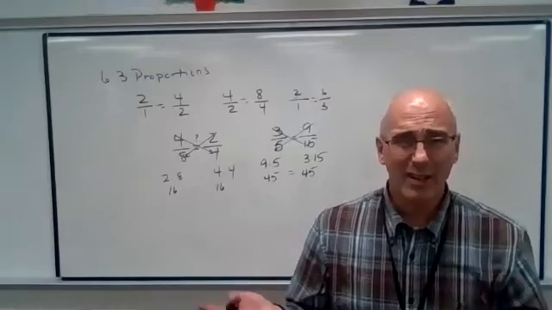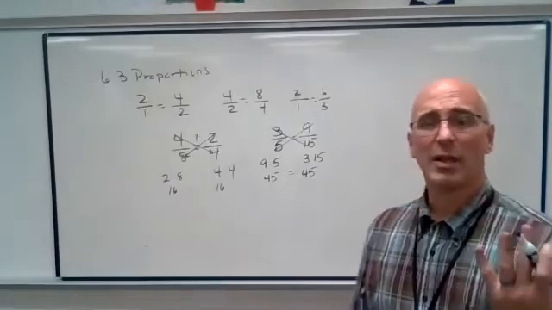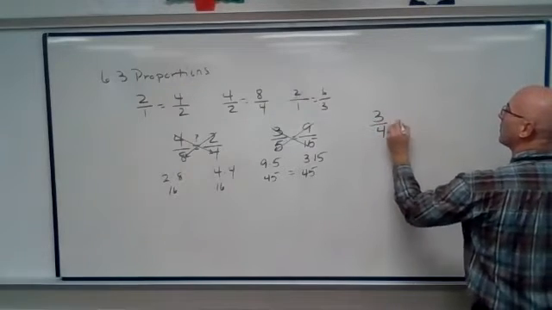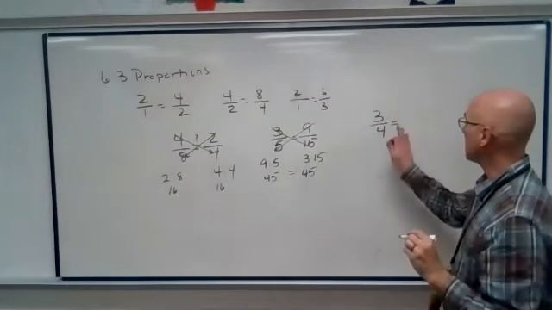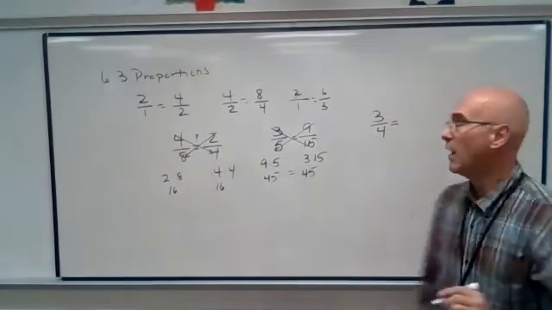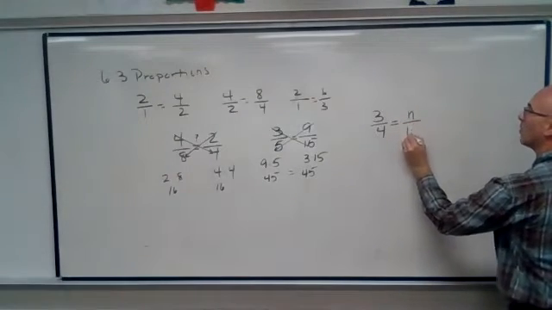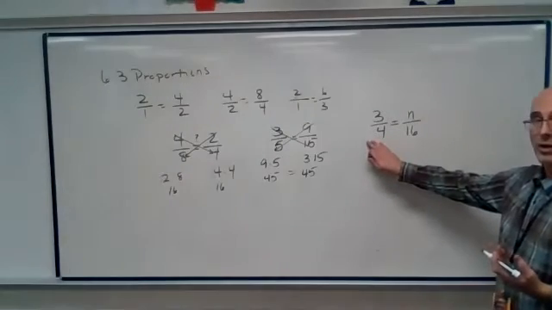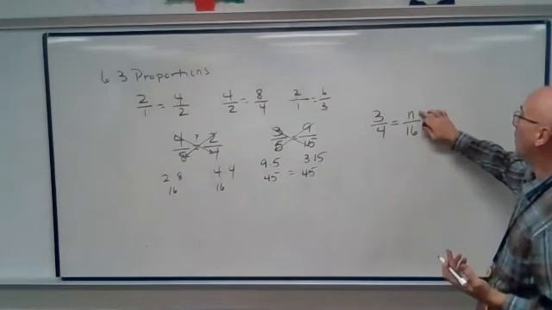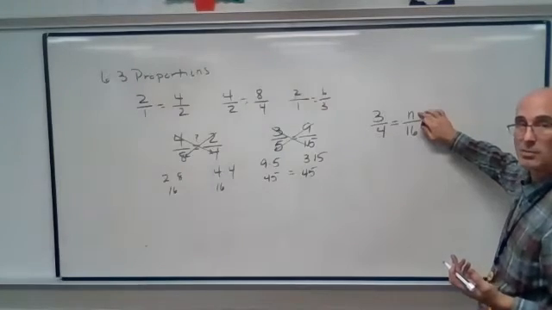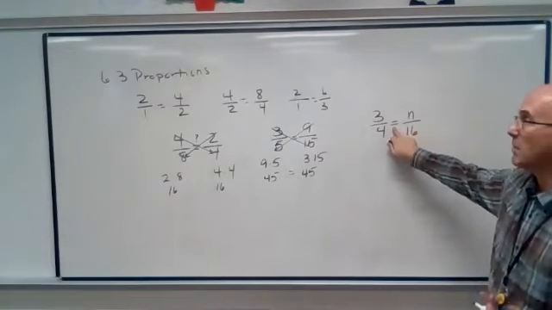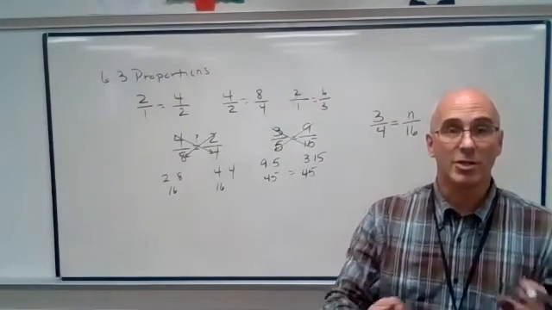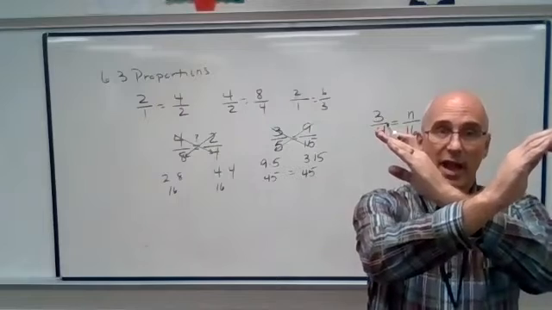Now, why do I need to know this? So I'm going to give you a problem. 3 to 4. I want to create a proportion, in other words, an equal ratio of some number n over 16. So I've got a ratio and a ratio. I want to find what number n should be in order to make them a proportion. We know that in a proportion, the cross products have to be equal.